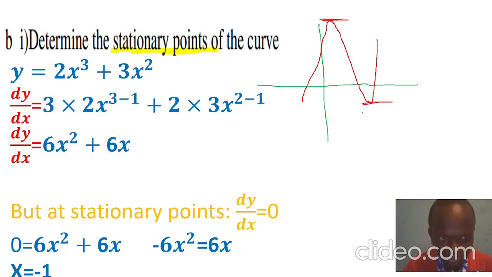We need to know that even before we go to the solutions. I just want us to know that at any turning point, the gradient function is equal to 0, or we can say the rate of change, there is no rate of change at the stationary point, the rate of change is 0. Let us look at the solutions.